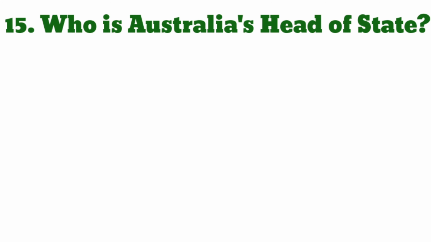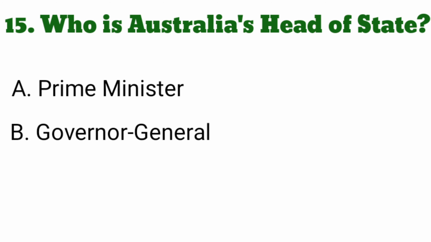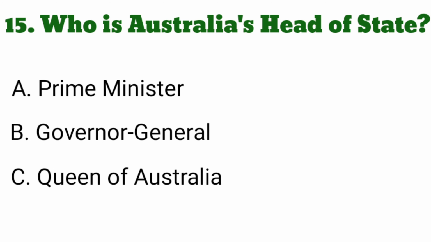Number 15. Who is Australia's head of state? Letter A, Prime Minister. Letter B, Governor General. Letter C, Queen of Australia. The answer is letter C, Queen of Australia.